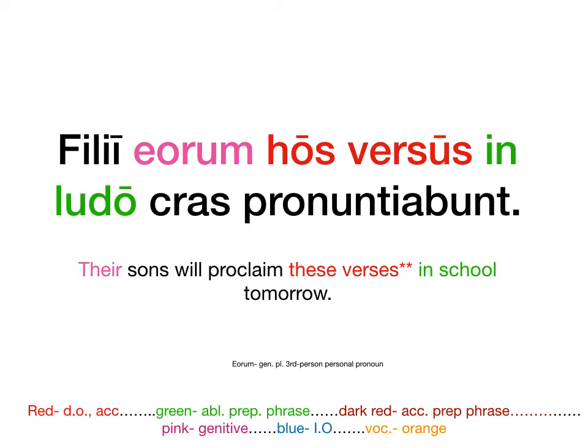Filii eorum hos versus in ludo cras pronuntiabunt. Their sons will proclaim these verses in school tomorrow. So I would maybe ask about eorum's genitive, but more likely I would ask about hos versus being a direct object accusative, right? That's what red means. And ludo is an ablative. I might ask the case of ludo, but I would not ask the function of it because it's just ablative of place where. It's not very important to know. But yep, there you go. Ludo is ablative, in school.